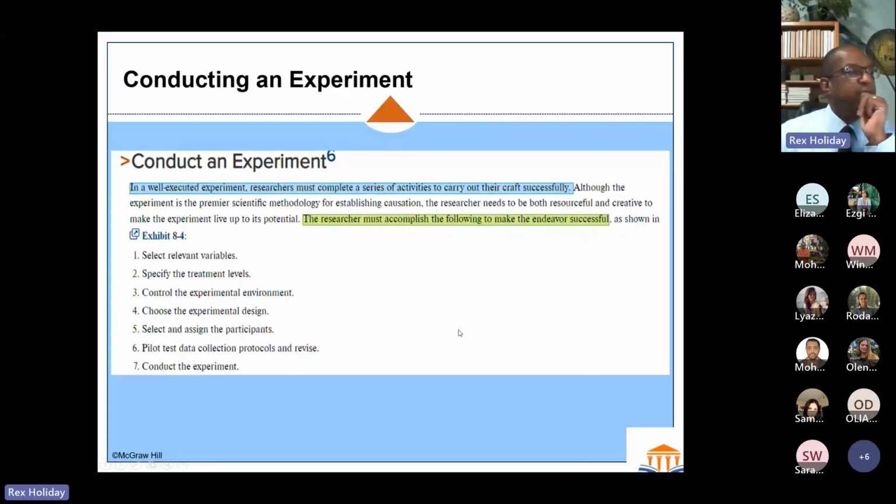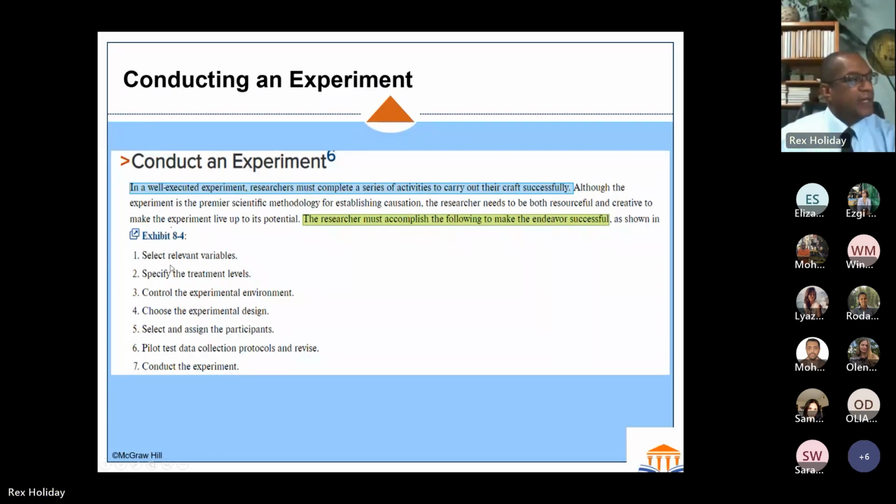So let's see if we can get to another section here before we have to break. Okay, so conducting an experiment. In a well-executed experiment, researchers must complete a series of activities to carry out their craft successfully. Although the experiment is the premier scientific methodology for establishing causation, the researcher needs to be both resourceful and creative to make the experiment live up to its potential. The researcher must accomplish the following to make the endeavor successful. It's also shown in Exhibit 8.4, and we'll come to that in a second.